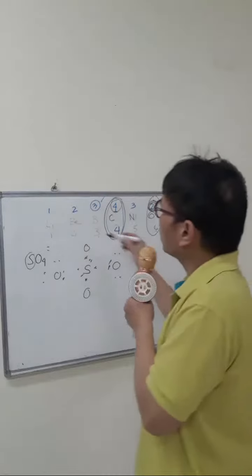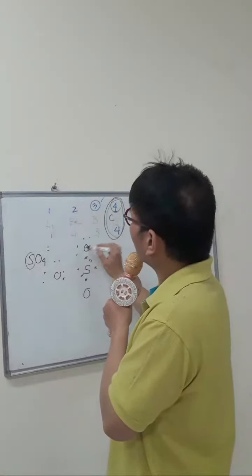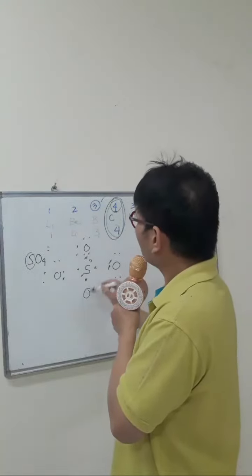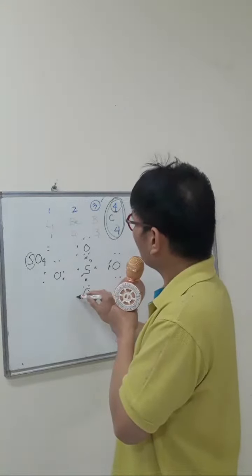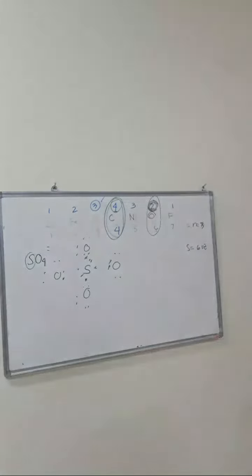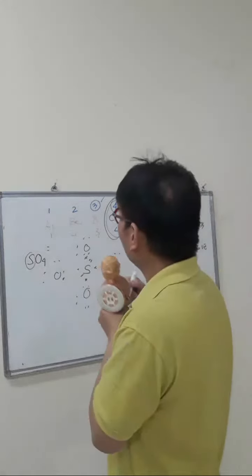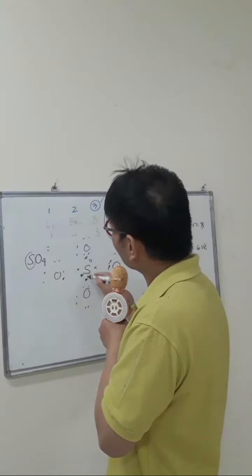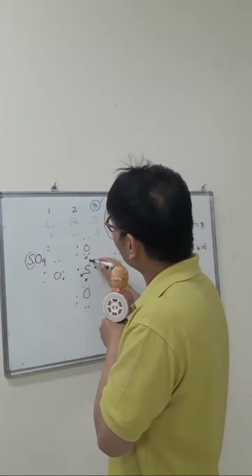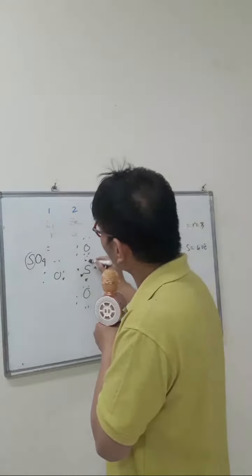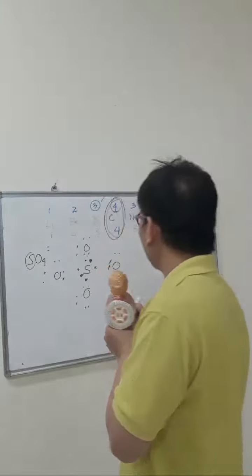Okay, now oxygen: 1, 2, 3, 4, 5, 6. Now, let's place the dots first, and use the Lewis structure. Okay, take note.